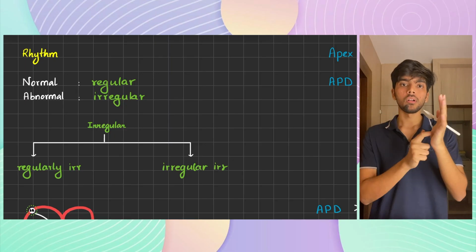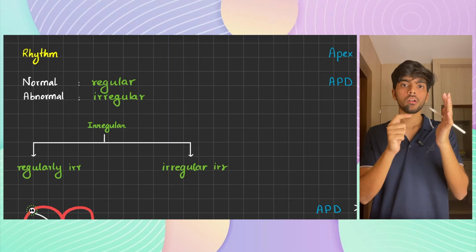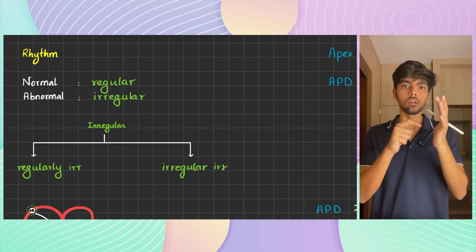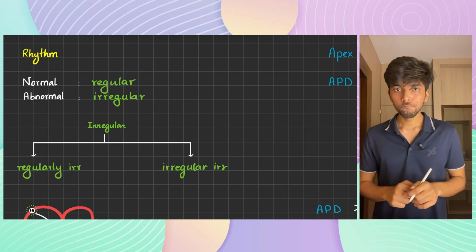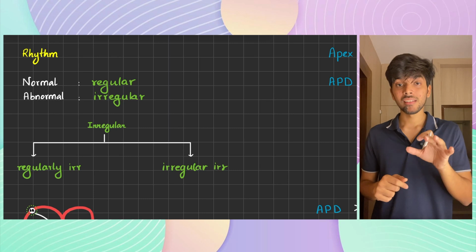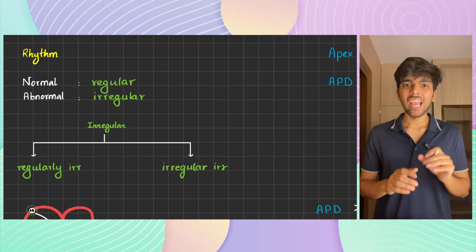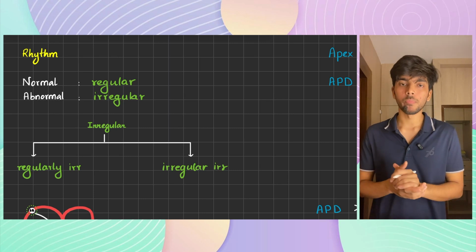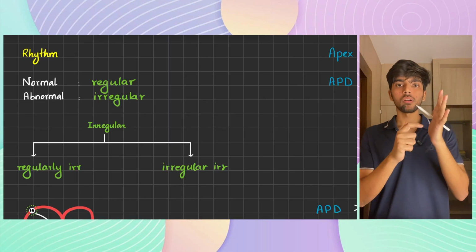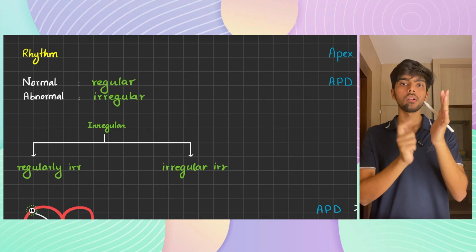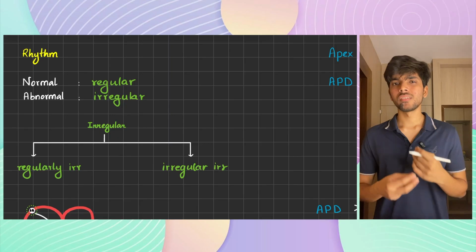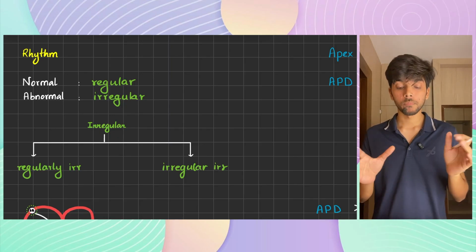Tuck, tuck, tuck, tuck, tuck. Even though it is irregular, it has a certain pattern to it. And finally, irregularly irregular pulse. Tuck, tuck, tuck, tuck, tuck, tuck. It's patternless. It has no pattern.